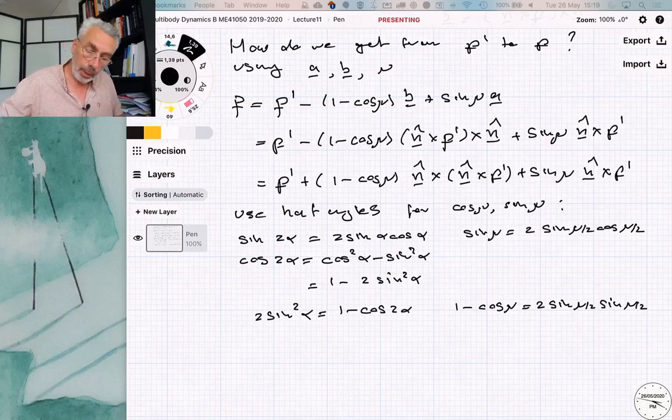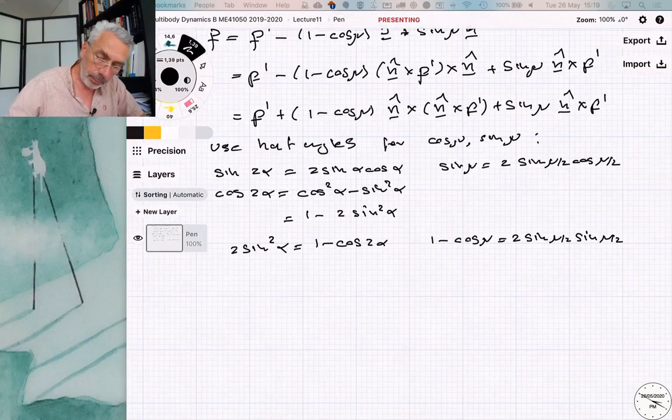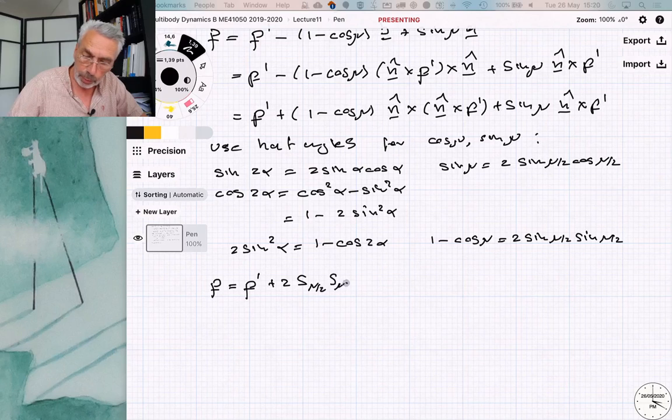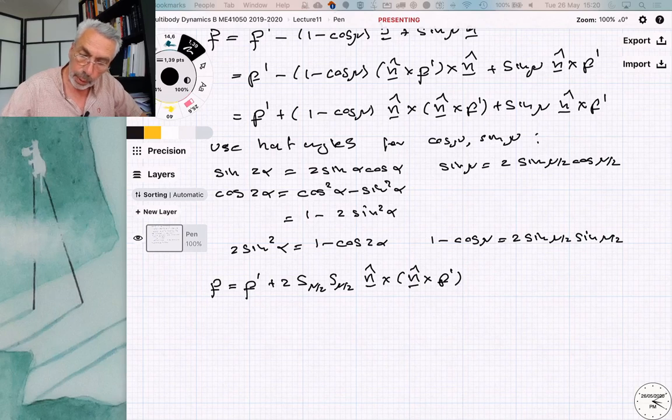And then finally, what do we get? We get p is p prime plus 2 times, and then I write sine mu over 2 sine mu over 2, just a shorthand notation for that, and then we get this n cross product with n cross product with p prime, plus, and then we get here, now we do the 2 sine mu over 2 cosine mu over 2 n hat cross p prime.